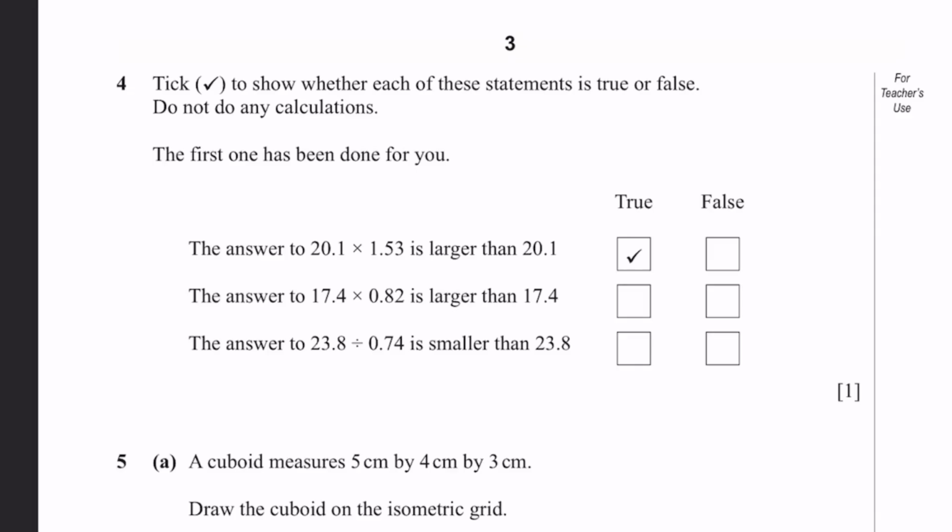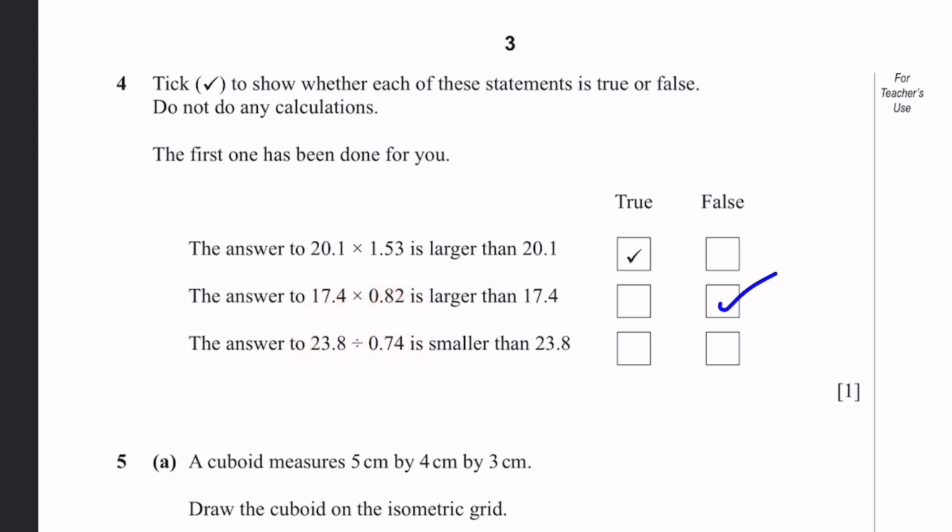Question 4. Tick to show whether each of these statements is true or false. Do not do any calculations. The first one has been done for you. The answer to 20.1 into 1.53 is larger than 20.1. Obviously, that's true. The answer to 17.4 multiplied by 0.82 is larger than 17.4. Well, 0.82 is less than 1. And therefore, the answer will be smaller than the original, which means it is false.